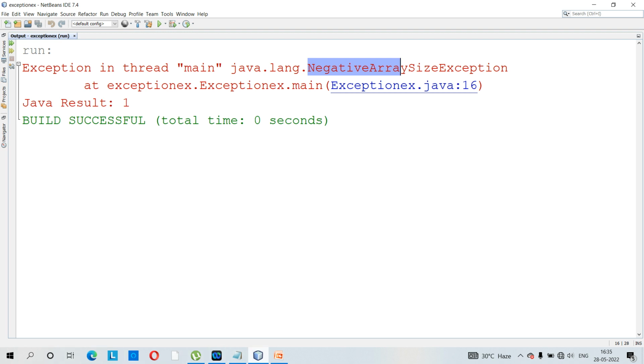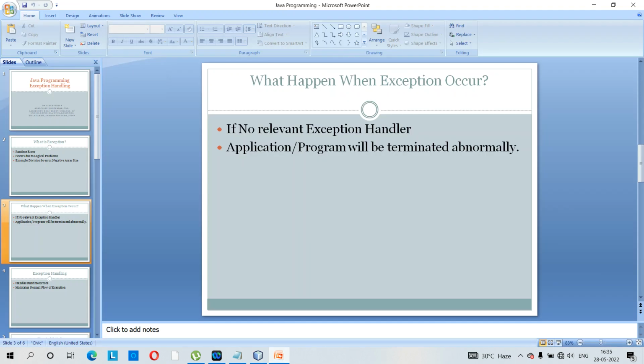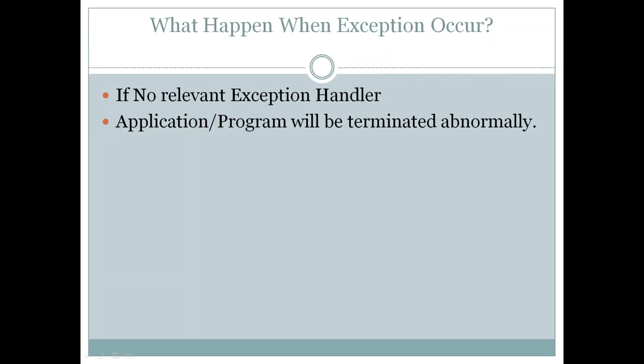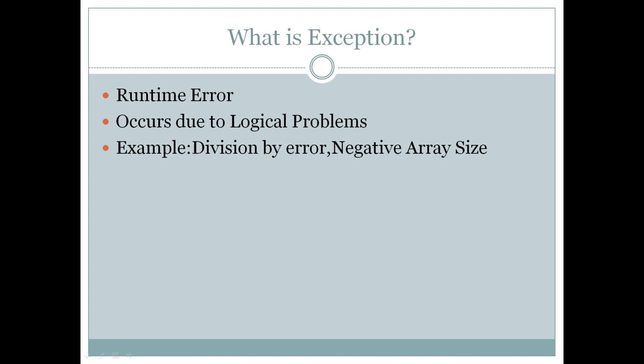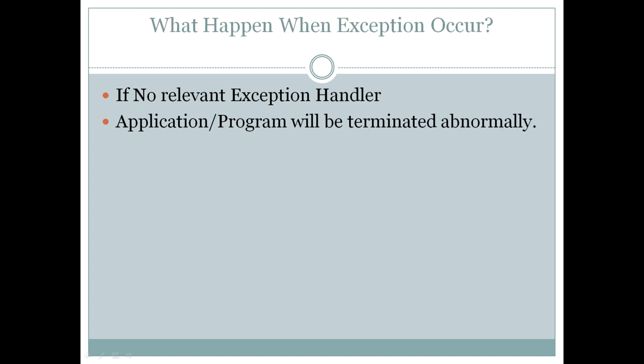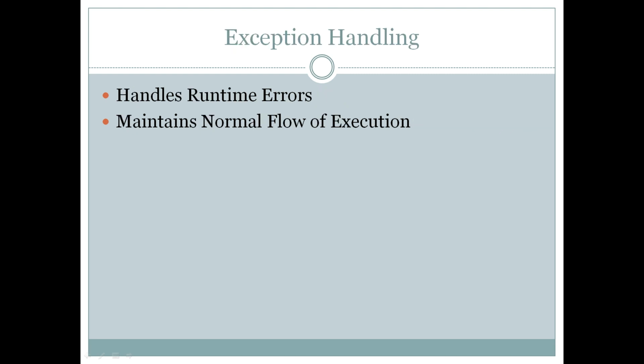So these two are identified now. What is an exception? Now we have a clear idea. What happens when an exception occurs? If there is no exception handler, the program is terminated immediately. Now, how do we handle those errors? How can I continue the normal flow of execution even when a runtime error occurs?